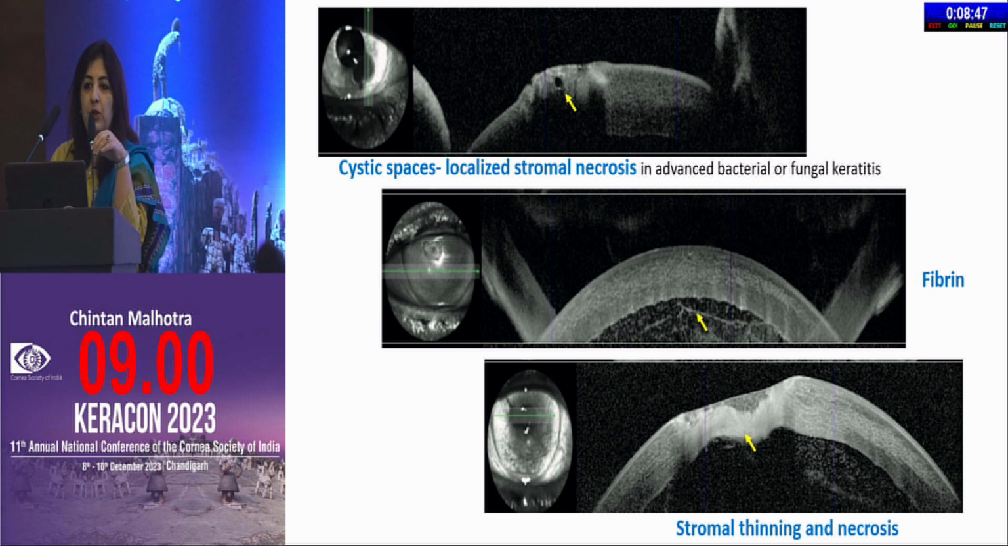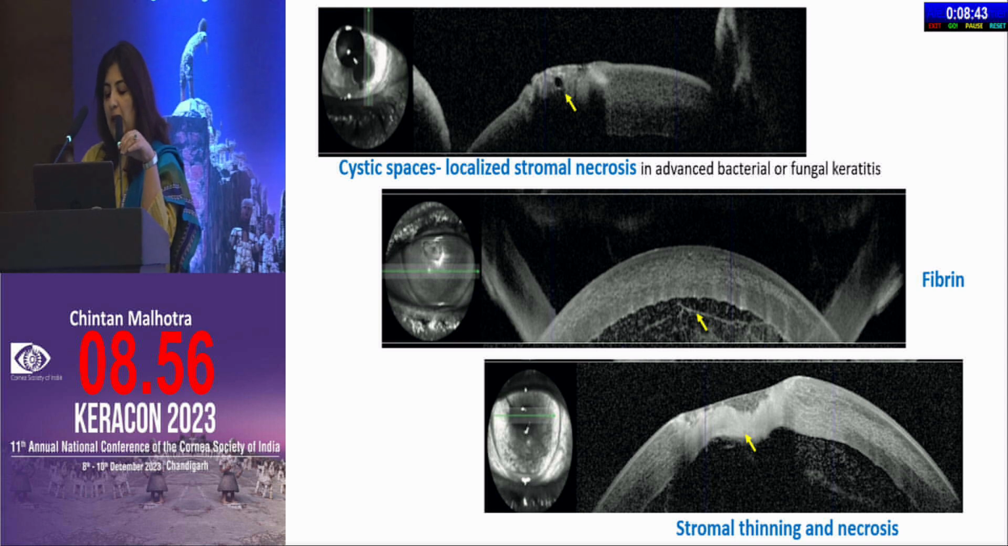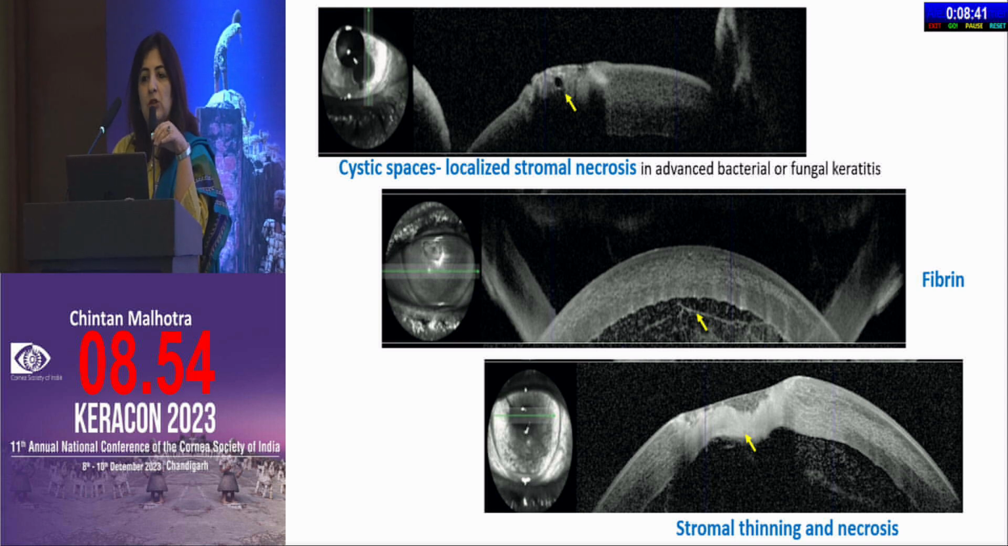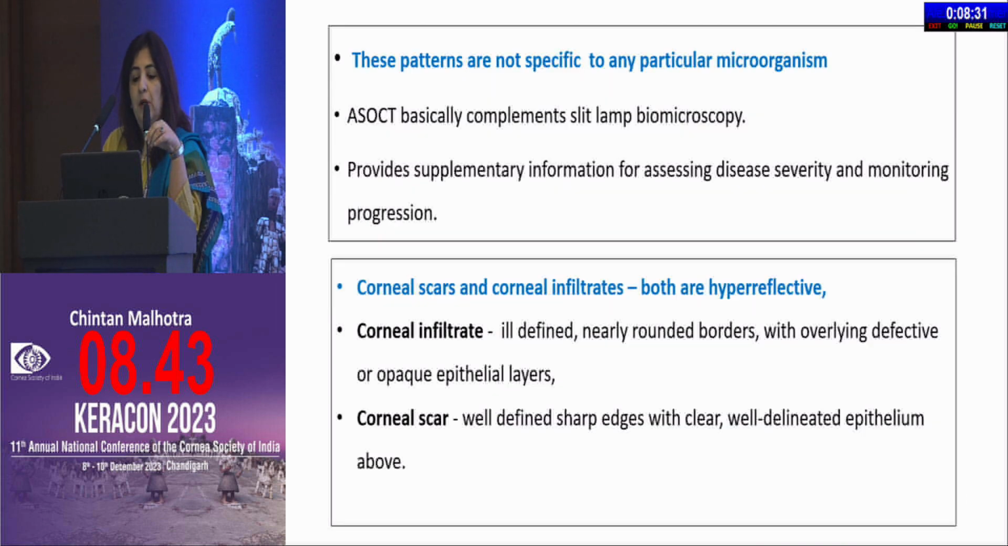One may see fibrin in the anterior chamber in association with retrocorneal plaques, and one may have stromal thinning and necrosis, which in fact gives us a very good idea of the extent of damage, because sometimes it's not possible to assess that in a very dense infiltrate where your light is not able to penetrate. But like I mentioned, these patterns are not specific to any particular microorganism. So ASOCT basically complements the slit lamp microscopy, and it provides supplementary information for assessing disease severity and monitoring.